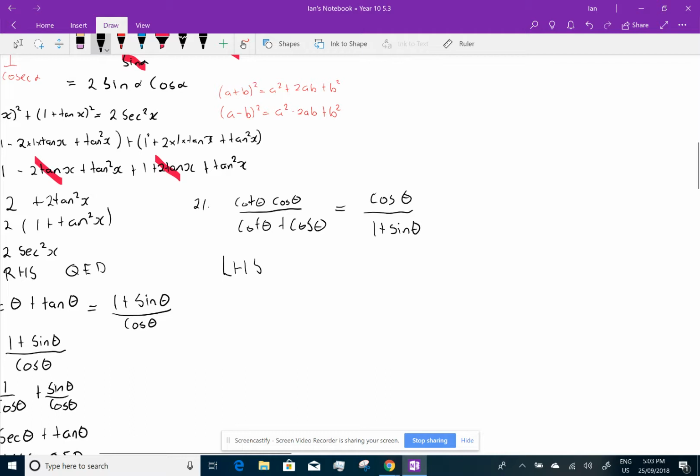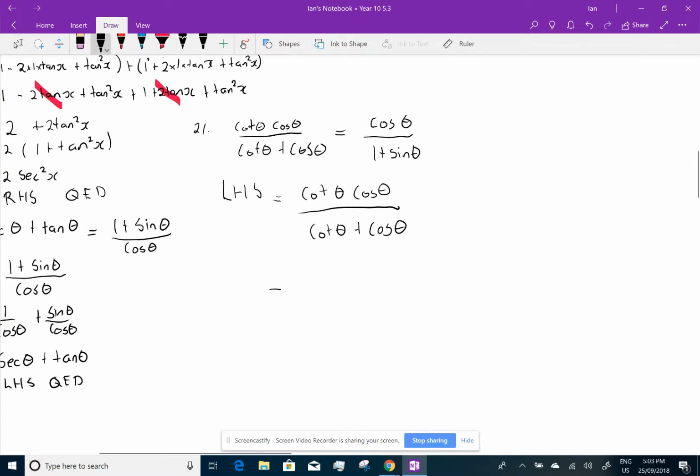So the left-hand side equals, what have we got? Cot theta cos theta on cot theta plus cos theta. Now, whenever you get cot or tan, always write them in terms of sine cos. So I'm just dealing with the top now. I've got cos theta on sine theta, because that's what cot equals, and I'm timesing by cos theta. Now that's all the top part of the fraction.